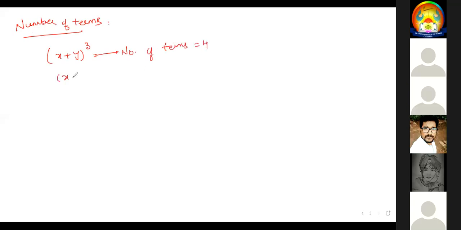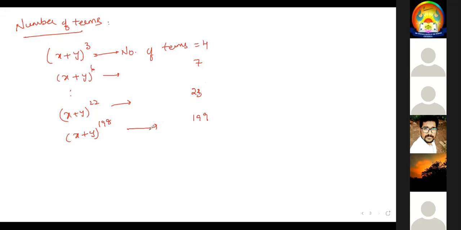In the same way, x plus y whole power 6, the number of terms will be 7. x plus y whole power 22, the number of terms will be 23. In the same way, x plus y whole power 198, the number of terms are 199. Sorry, here I wrote wrong. So generally, x plus y whole power n, the number of terms are n plus 1.